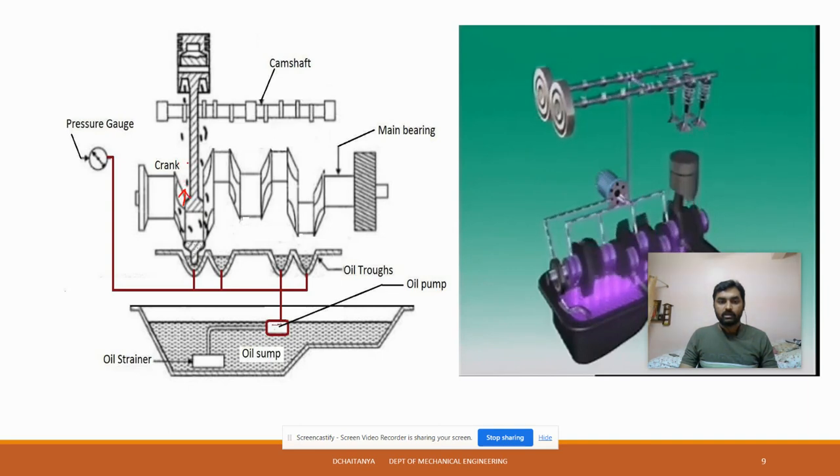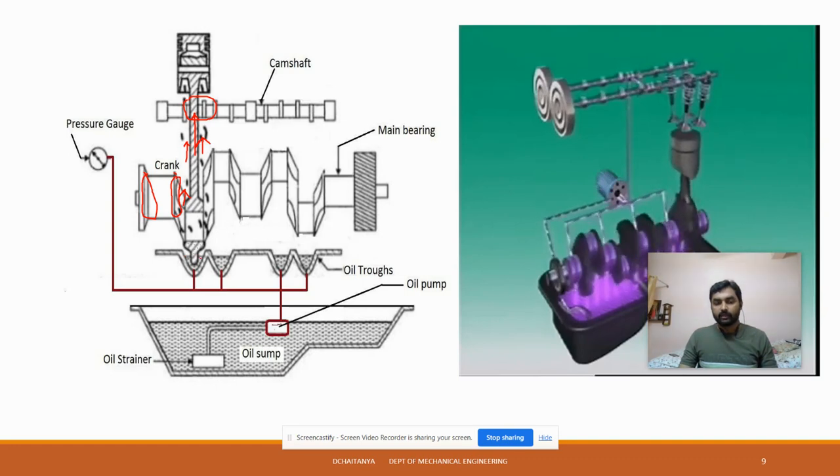Okay, so it can move with more force towards the top end, at the part of the camshaft. Okay, and there you can see the bearings here, bearings at each connection.